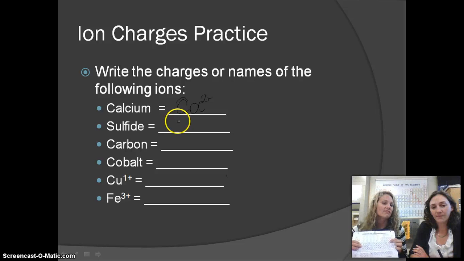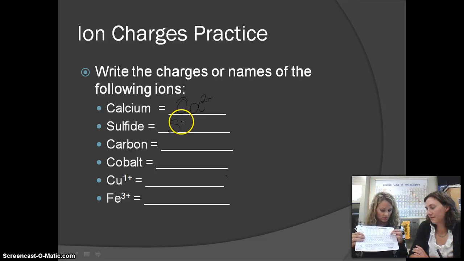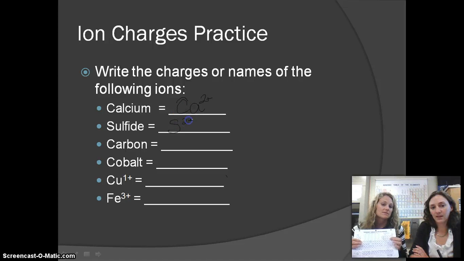Sulfide. Oh, you kind of gave it away with the IDE in the name. I sure did. The IDE, you're going to look over on this side of your periodic table where the sulfur is, where your non-metals are, and sulfur is a 2 minus. Yes, it has 6 valence electrons, so it wants to gain 2.